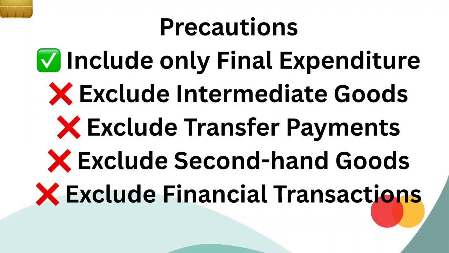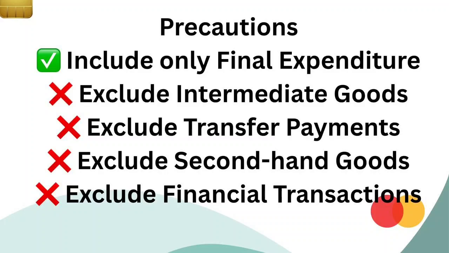Now let's discuss the precautions in the expenditure method. These precautions are frequently asked in CBSE board examination. First, include only final expenditure. Suppose you buy a new laptop for personal use. This is final expenditure because laptop is purchased by final consumer.